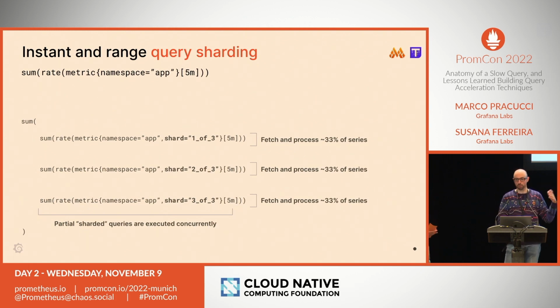We keep showing the sum rate, but this works with sum by labels, sum without labels, minimum, maximum. We also made it work with the average. We basically rewrite the average as a sum divided by count. So we slightly rewrite the query to make it work. But that's basically the main idea behind query sharding.